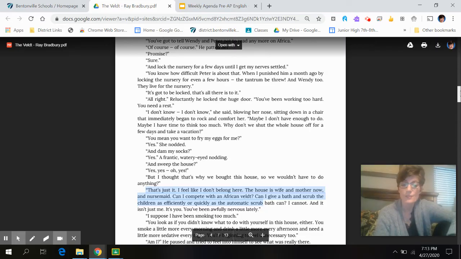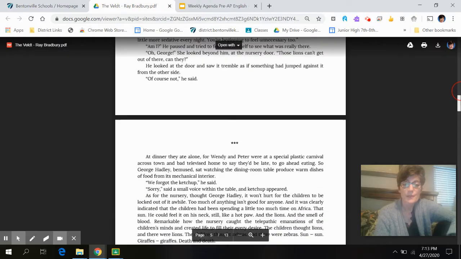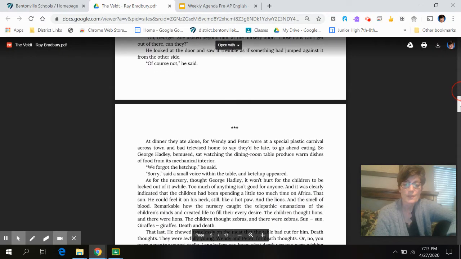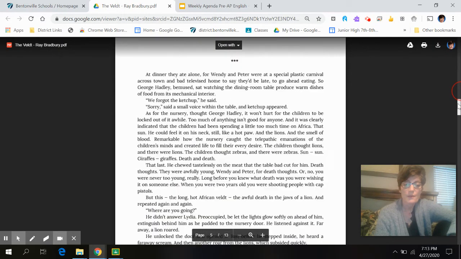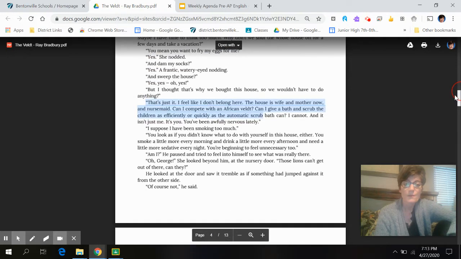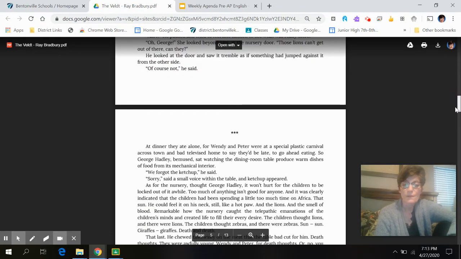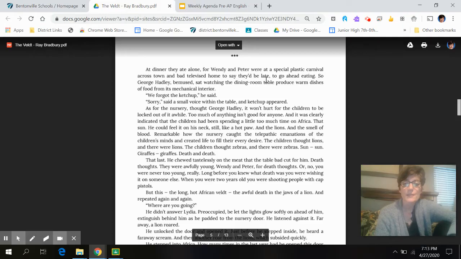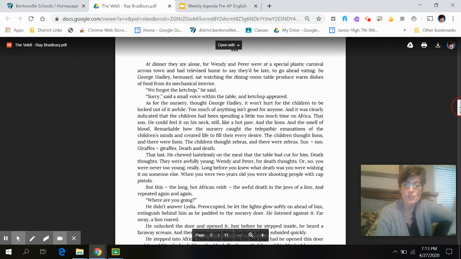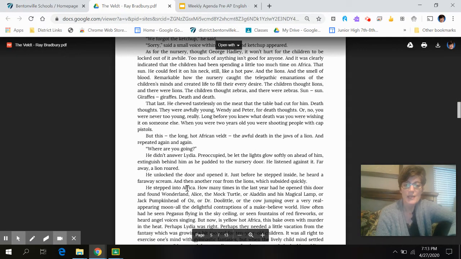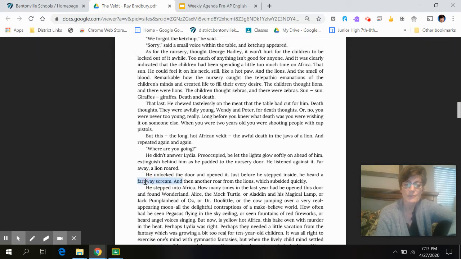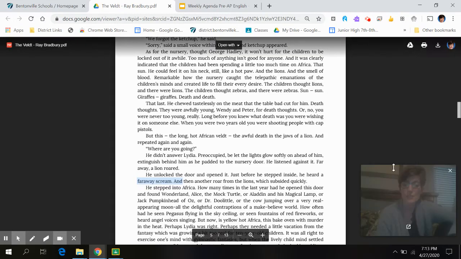So let's continue. Again, at this point, they're starting to eat dinner. And Peter and Wendy were at a carnival and they weren't there. And again, it talks about the father thinking about the jaws and the hot African veldt, and he thinks he still hears these screams. Now, the screams are foreshadowing. We'll find out a little bit later in the story what they mean, but just keep that in mind.